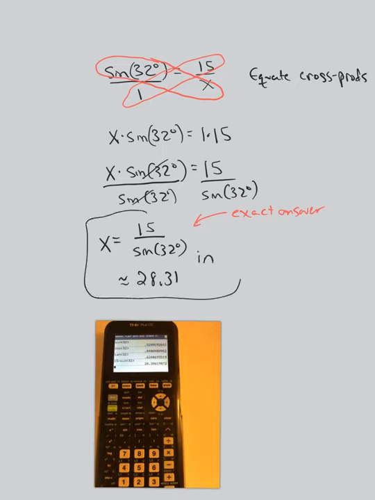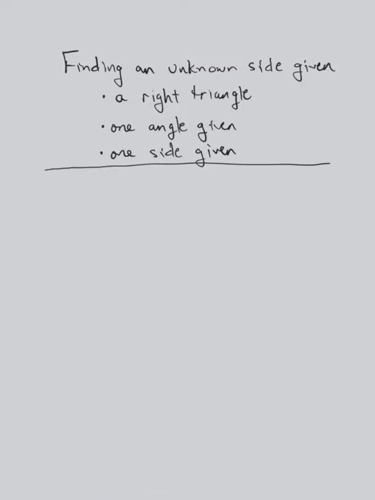So we would say 28.31 inches. And that would be the value of the unknown variable x. All right, so let's just summarize what we just did. We're finding an unknown side, given that we have a right triangle, one angle is given, and one side is given. And I would highly advise following these steps, especially as you get started.